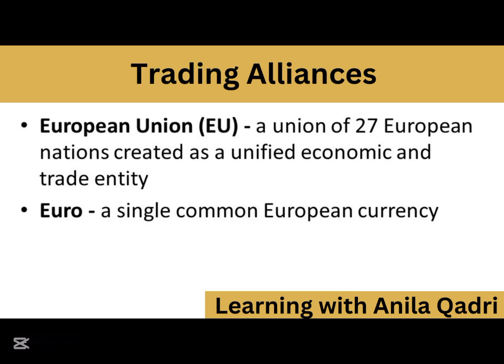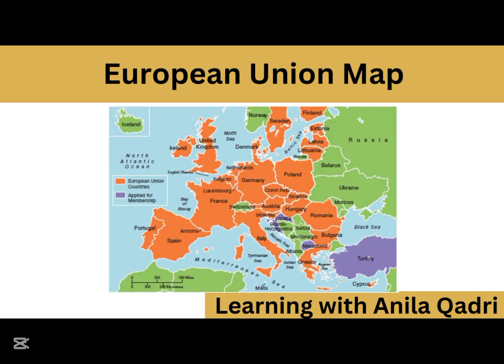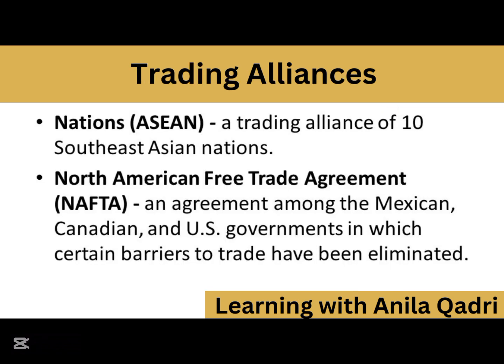Trading alliances. European Union, that is EU, a union of 27 European nations created as a unified economic and trade entity. Euro, a single common European currency. Here you can have a look at the European Union map. Trading alliances. Nations.